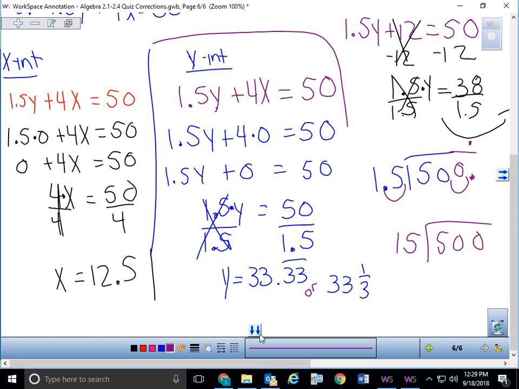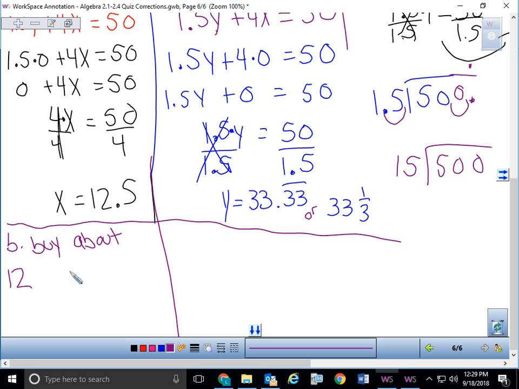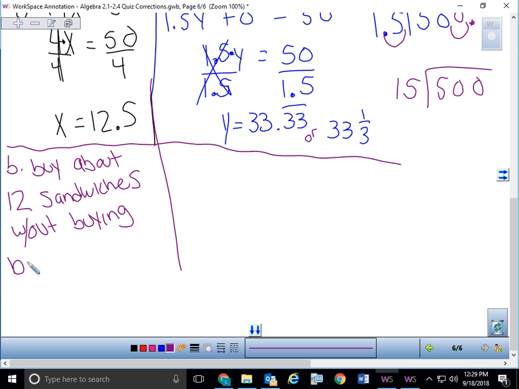So when I say interpret, it means explain. So explain what my x-intercept is. I'm going to say part B. My x-intercept means I could buy about, I'm going to round down, I could buy about 12 sandwiches without buying beverages. So buying no beverages, I could buy about 12 sandwiches.